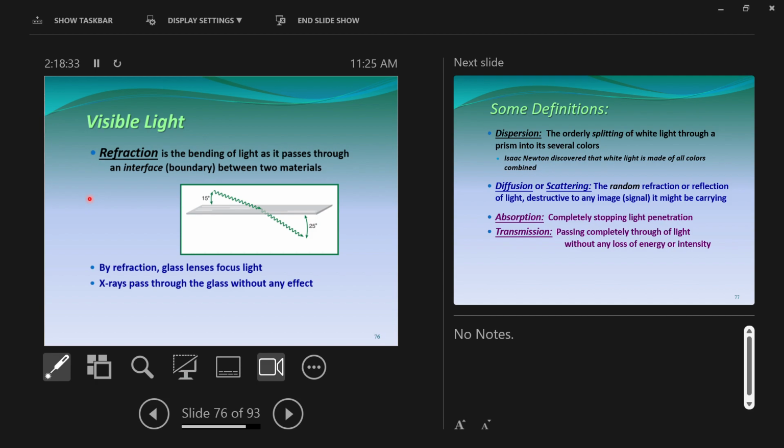X-rays don't do that. By the way, the angle of incidence is not equal to the angle of refraction like it is for reflection. Notice how the light came in at a 15-degree angle to the surface, but it's now exiting the other side at a 25-degree angle. There's a relationship between the amount of refraction according to the medium that we're traveling through. We're not going to learn any of that. We're just going to learn that refraction is the bending of light as it passes through materials.